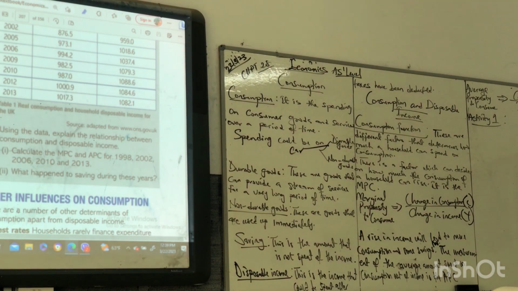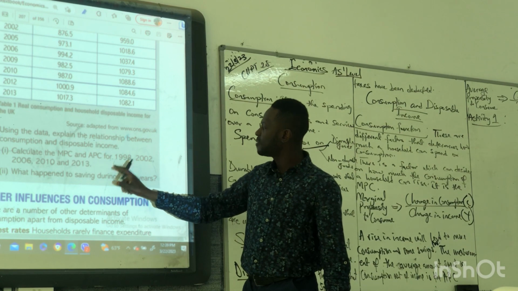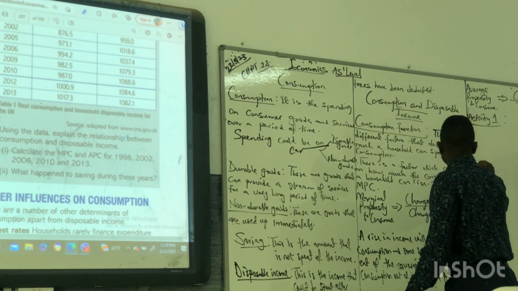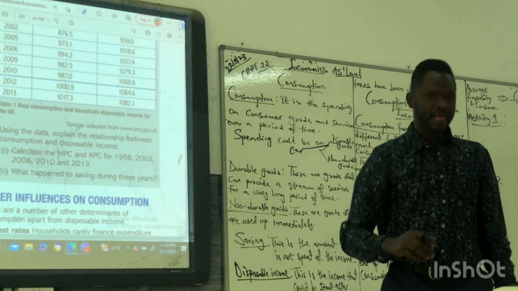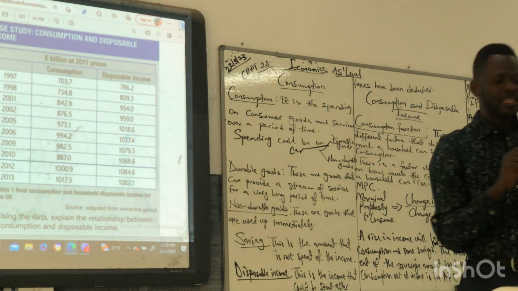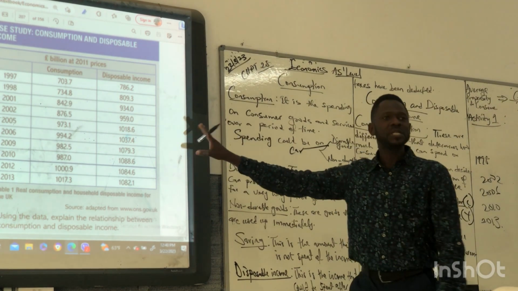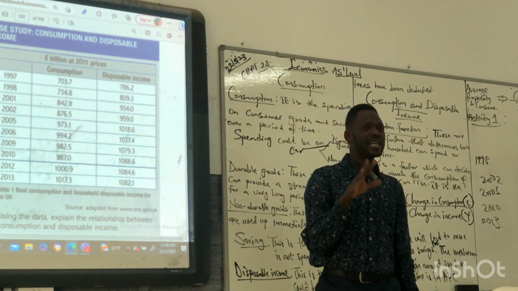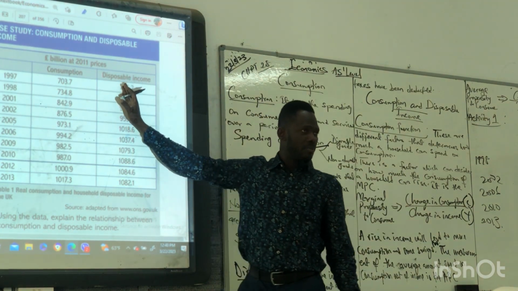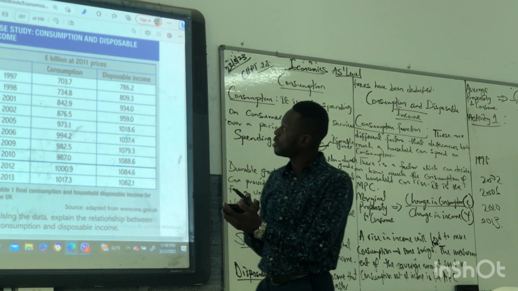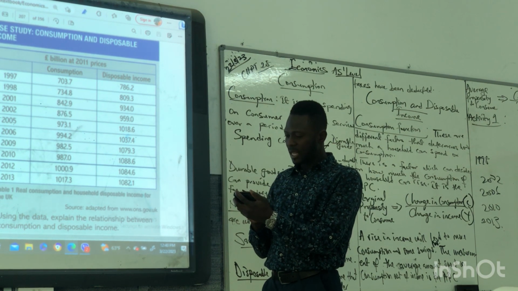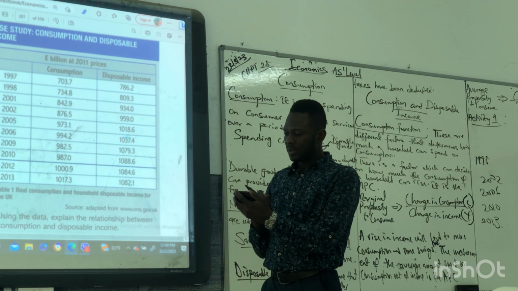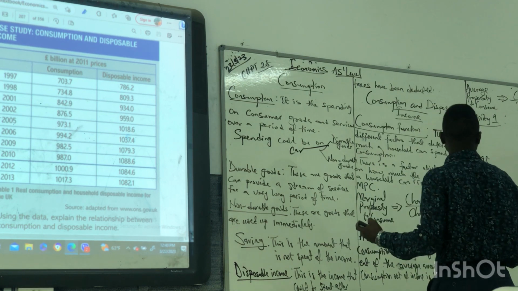Then we go to the next question. We say calculate the MPC and APC for 1998, 2002, 2006, 2010, and 2013. So we start with 1998. To find the APC for 1998, the average propensity to consume, we said it is what? Consumption divided by income. Yes. So the APC of 1998 will be consumption 734.8 billion divided by 809.3. So it's 0.91.